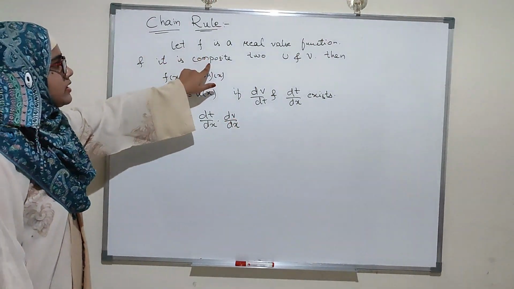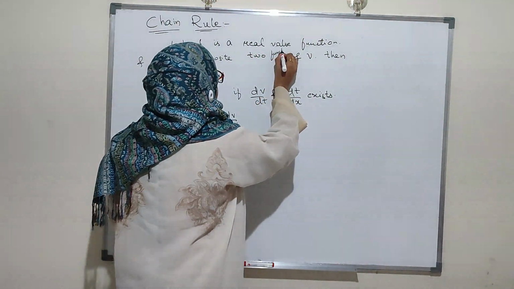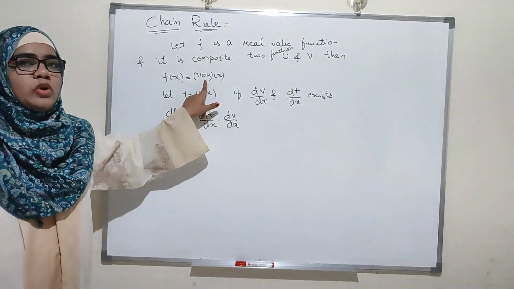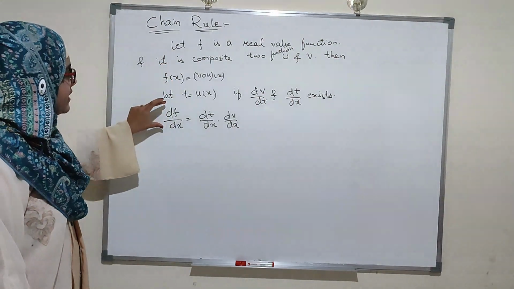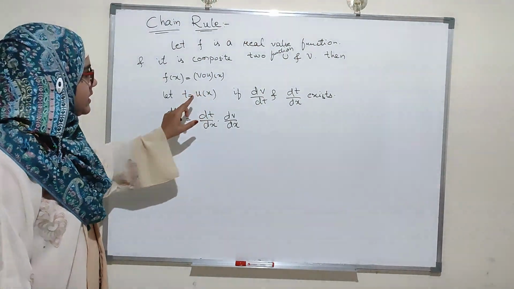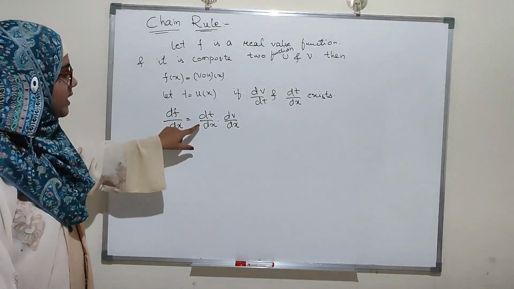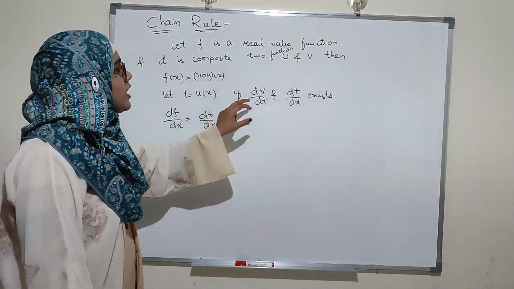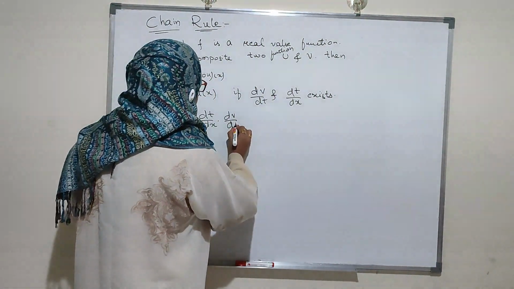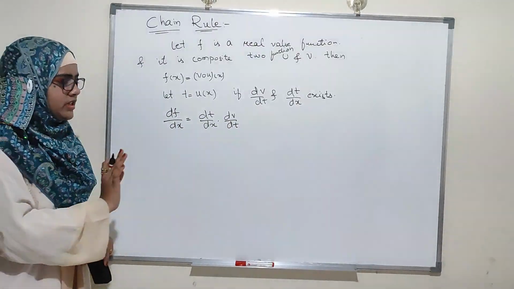So if the given function is a composite of two functions, here functions u and v, then f of x can be written as v of u of x. And so to find the differentiation of the given function f of x, consider the function u as t is equal to u of x. Now we have to differentiate t with respect to x. Then we get some value, and differentiate v with respect to t. Then we will get the differentiation of the given function.